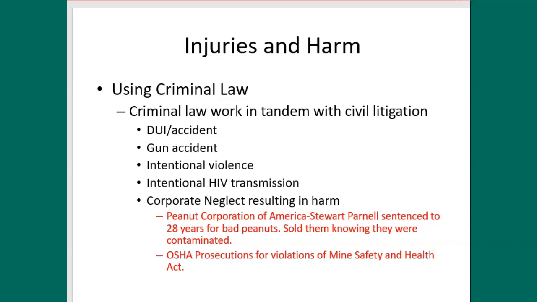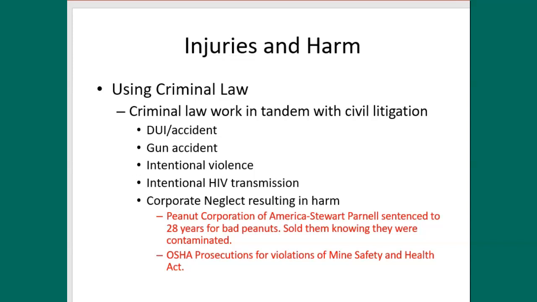But when the corporate misbehavior or neglect or inattention reaches such a high level, then it's possible that the company will be subject to criminal liability as well. The example used in the book is the Peanut Corporation of America, where its CEO, Stuart Parnell, was sentenced to 28 years in prison for basically allowing the company to manufacture, sell, and distribute bad peanuts. He knew they were contaminated. The company knew it. They continued to put them out. They took the risk. People were sickened by them.